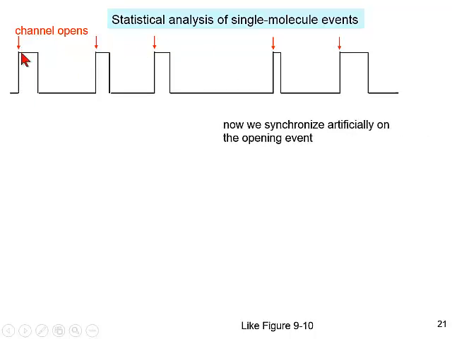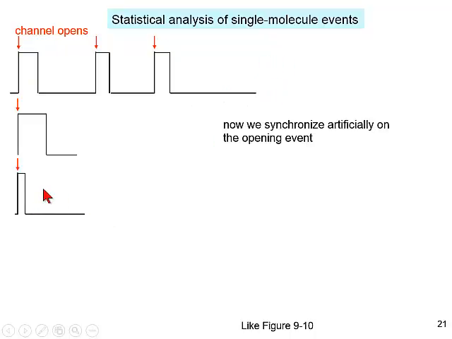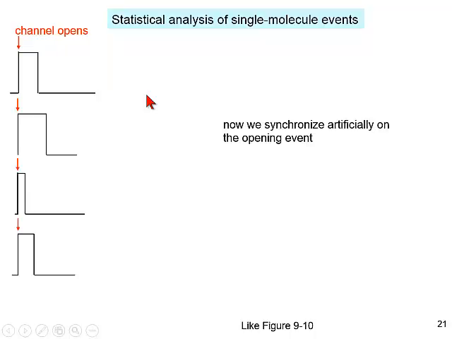So cut out the record here, or back here, line it up with the first record, cut out this guy, line him up with the first record, and so on and so forth. So we are synchronizing all of the channels artificially on the opening event. Everybody understands what's going on here? And this is done pretty easily with various kinds of software.